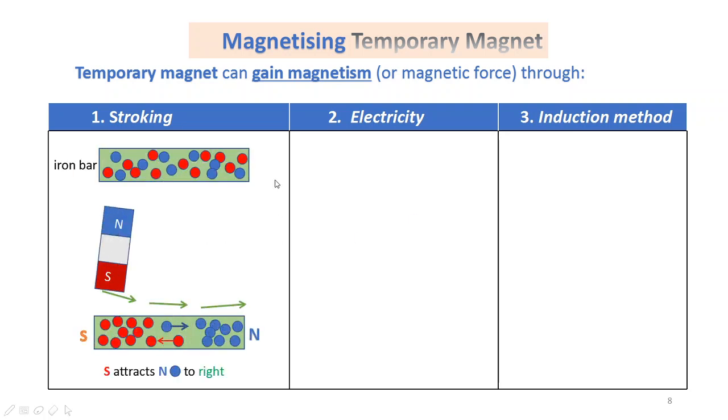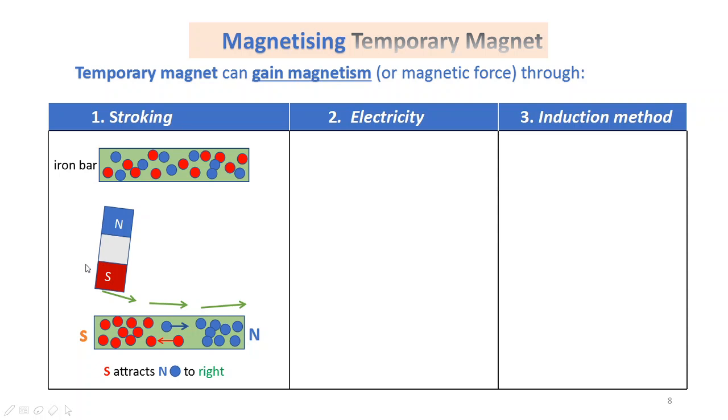Look at stroking methods. First, we must choose the magnetizing object, example iron bar. Initially, the iron bar consists of south magnetic elements and north magnetic elements. So these two elements at the beginning, they all mingle together. They are all disorganized.